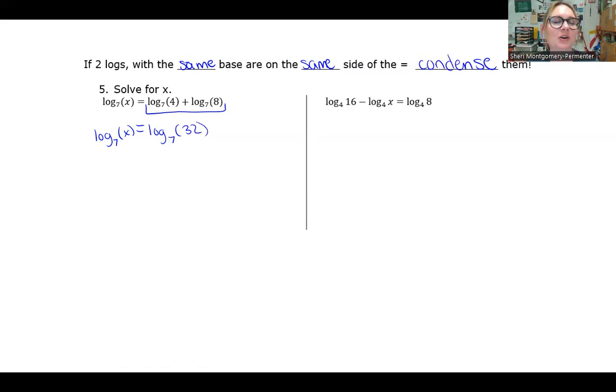Good job, y'all. As soon as we get our logs with the same base and they're on either side of the equal sign, what can we do? What can we do from here? Cancel out the logs because they're the same and let's set the stuff equal.